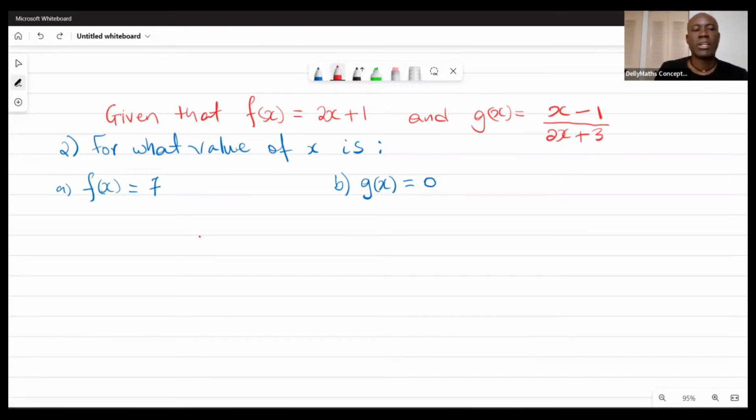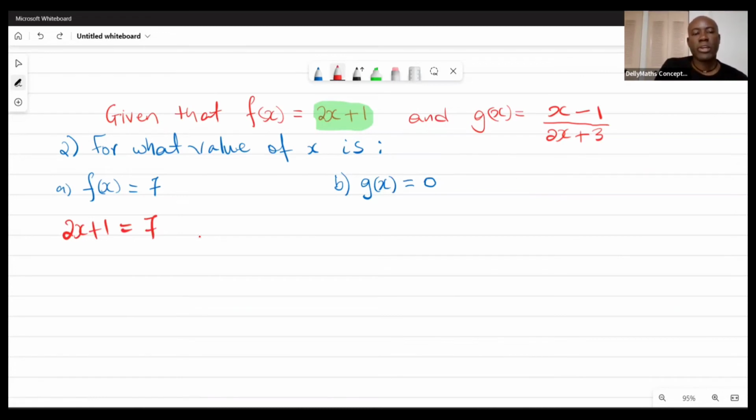So let us take a look here. This is saying that f of x is equal to 7. What is f of x? F of x is actually 2x plus 1. So it simply means that we're going to put 2x plus 1 equal to 7. Because this question is saying, listen, what value could I put in the f function so that it works itself out to give me a 7? The f function is actually 2x plus 1, so we simply replace the f function with 2x plus 1 and set it equal to 7.